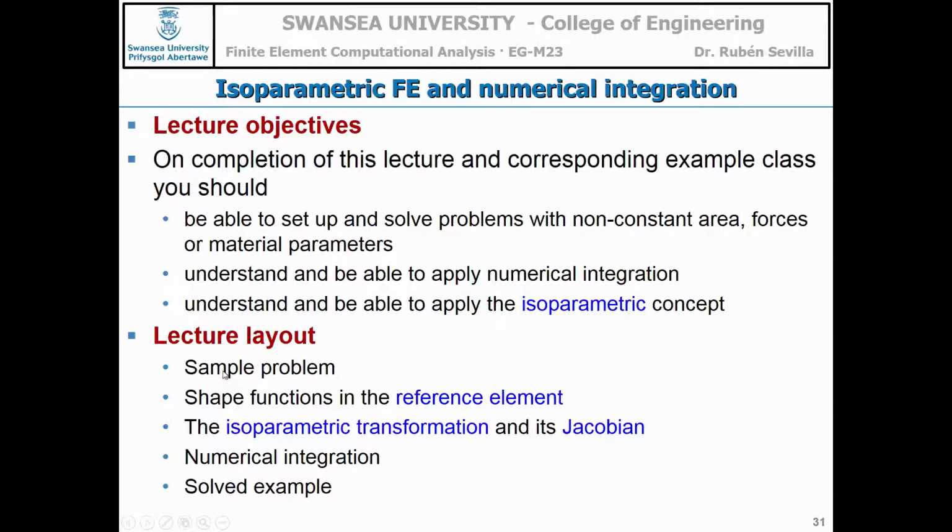Right? The structure, I'm going to use the same model problem. Then I'm going to introduce the concept of the reference element, which I think that you might know. And then this isoparametric transformation and the Jacobian. Okay, I'm putting in blue all the words that you actually need to remember and to know what they are. And then numerical integration, and then, as usual, with an example, everything is better understood.